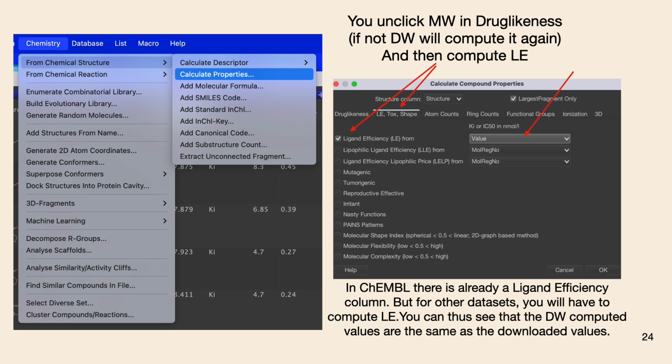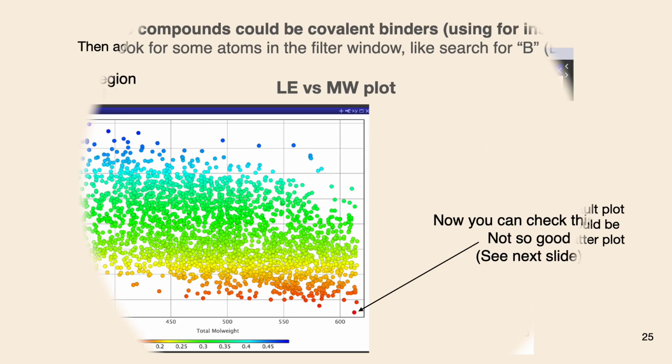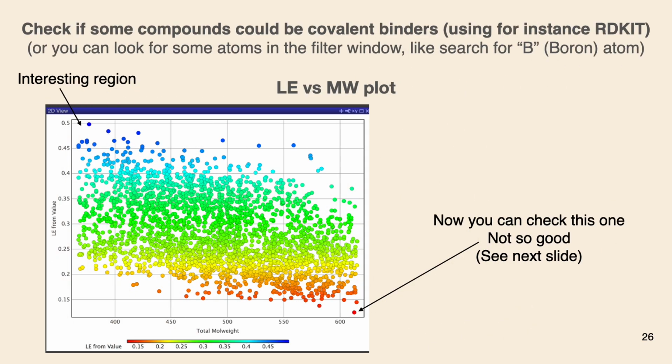For this, we go to Chemistry and we calculate properties. Ligand efficiency is computed here from the column value. Then we can add a new 2D view by clicking on the plus sign. The default plot should be scatter plot, and we may want to adjust the size of the marker using the configure view icon and color the marker according to ligand efficiency values. On the XY icon, we want to plot molecular weight versus ligand efficiency values. You should get a plot similar to the one you see on the screen.